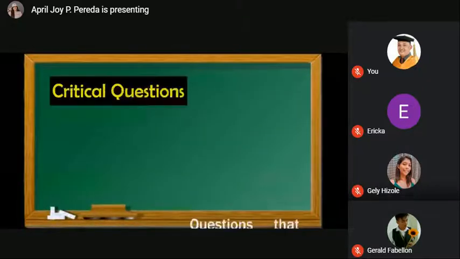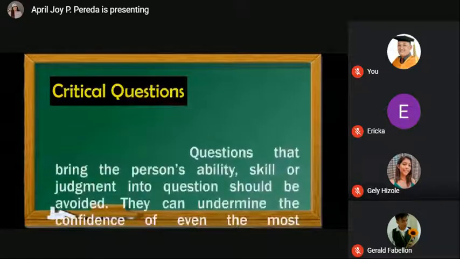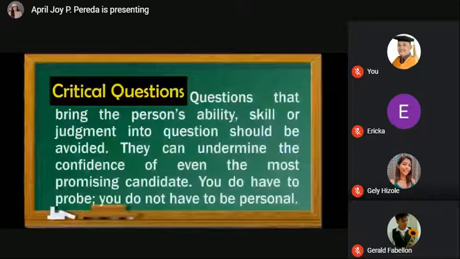Critical question. A question that brings skills and judgment into question can compromise the candidate. You do not have to be personal.